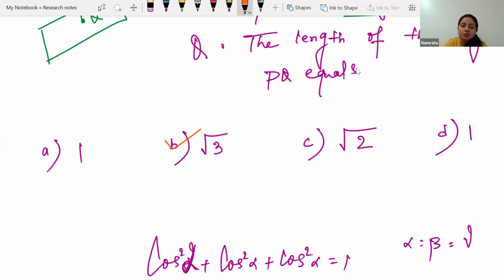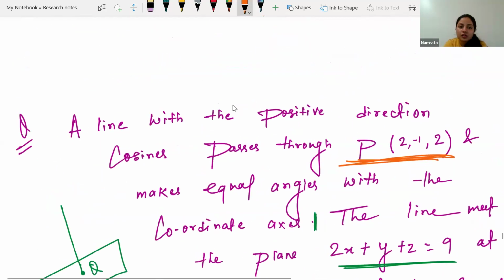Let's summarize the concept, what we have done here. Let's read the question. A line with a positive direction cosine makes an equal angle with the coordinate axes, x-axis, y-axis, z-axis. So we have the relation l square plus m square plus n square is equal to 1. We used that relation and got l as 1 by root 3, m and n both 1 by root 3. From there we get the direction ratio, that is 1, 1, 1.